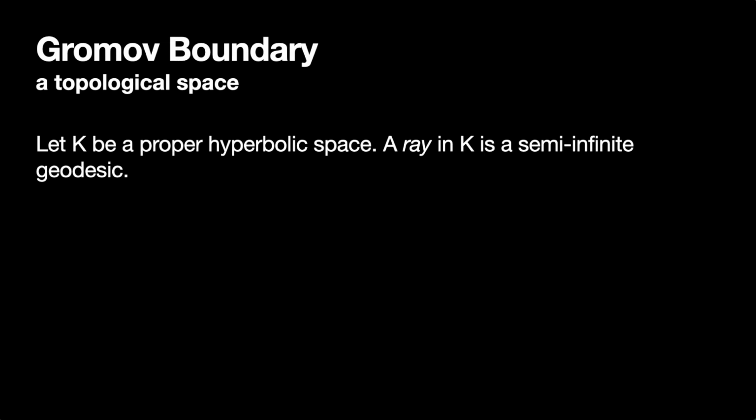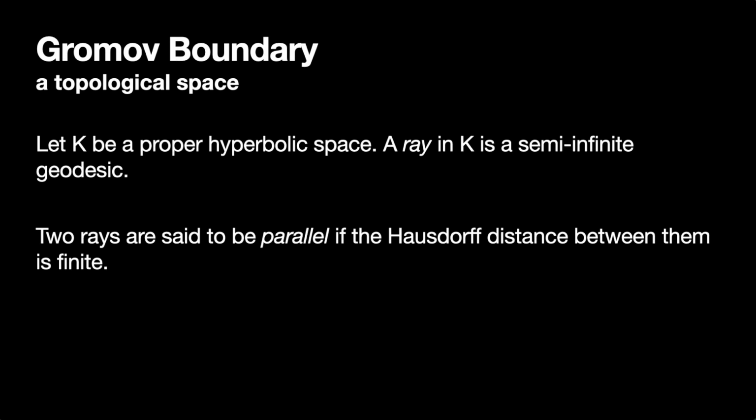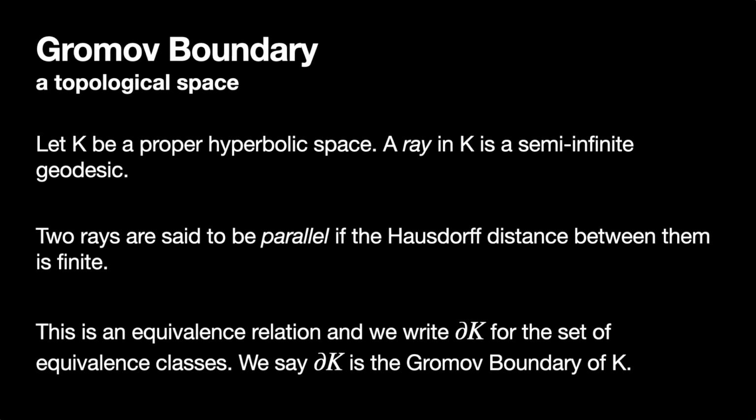Suppose K is a proper hyperbolic space. A ray in K is a semi-infinite geodesic. Two rays are said to be parallel if the Hausdorff distance between them is finite. This is an equivalence relation, in fact, and we write del K for the set of equivalence classes. We say that del K is the Gromov boundary of the proper hyperbolic space K.